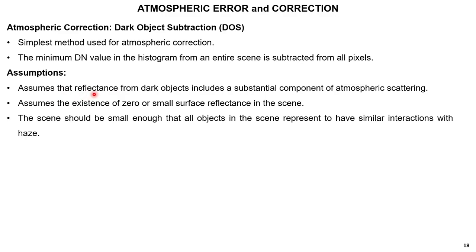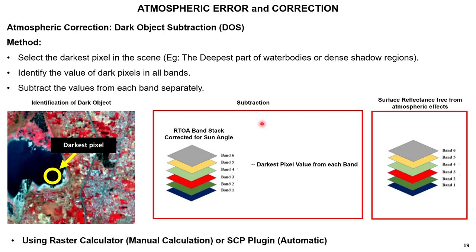Here there are some assumptions. It assumes that reflectance from a dark object contains a substantial component of atmospheric scattering. Dark object means mostly everything is scattered and it has minimal effect of atmosphere. It is just an assumption. It assumes the existence of zero or small surface reflectance in the scene, and the scene should be small enough that the objects in the scene have a similar interaction with the haze. Which means the pixels you select should be uniform, and the entire geographical extent should be small, so that every area will have similar atmospheric effects. We will see the process.